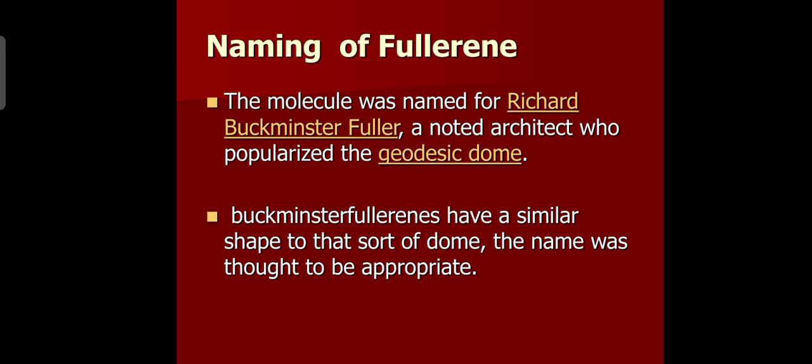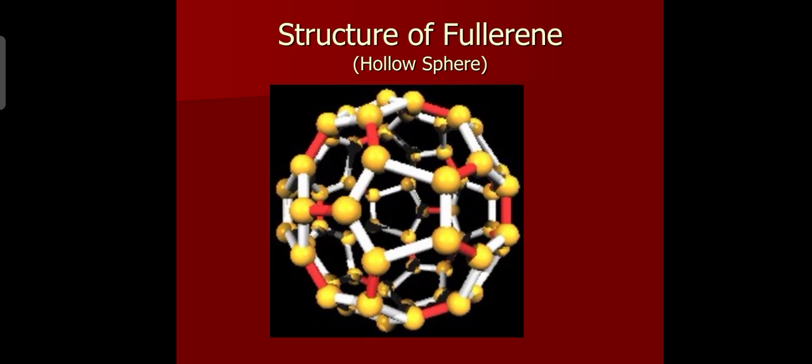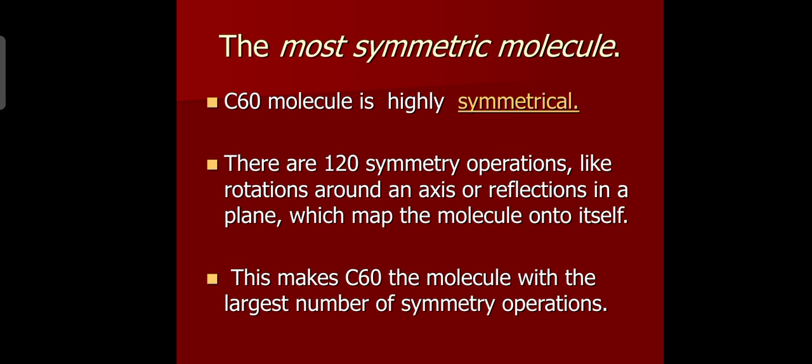Naming of fullerene. The molecule was named after Richard Buckminster Fuller, a noted architect who popularized the geodesic dome. The shape is the same as that of a soccer ball. 60 carbon atoms are arranged as 12 pentagons and 20 hexagons. This shape is called a truncated icosahedron. This is the structure of fullerenes, a hollow sphere.